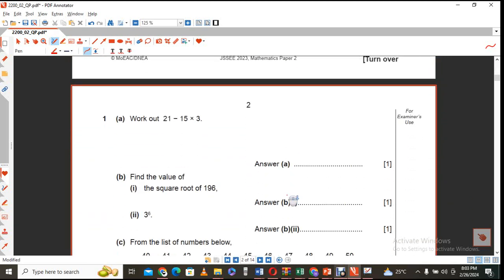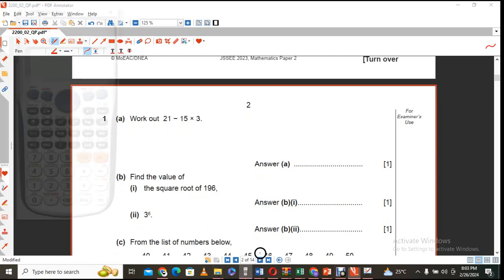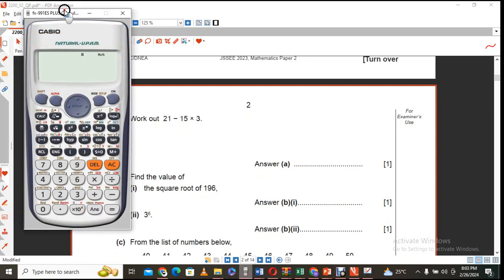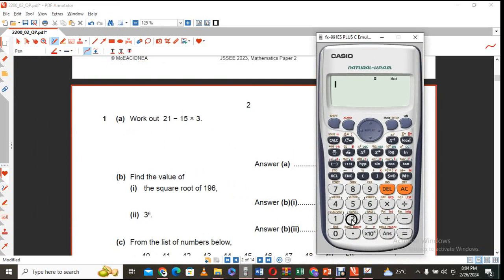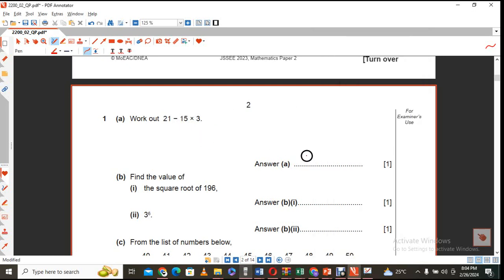Right, so very first question, this is a calculator paper. So don't try to be too fancy. You have a scientific calculator, don't lose these marks. You're supposed to multiply 15 times 3, which is 45, and then you say 21 minus 45. So the answer here is negative 24. Don't waste time. 1 mark, under a minute.